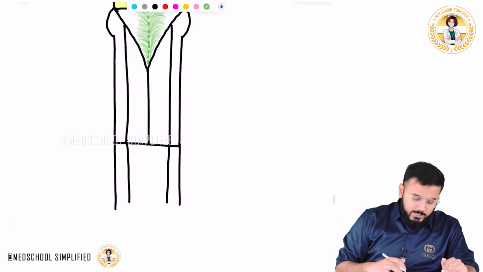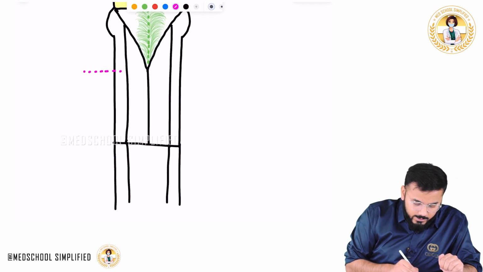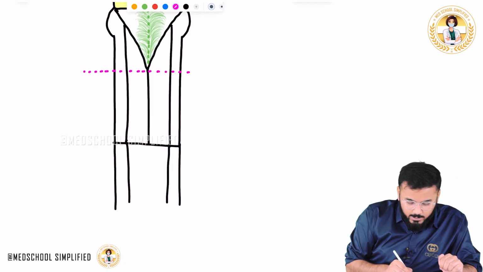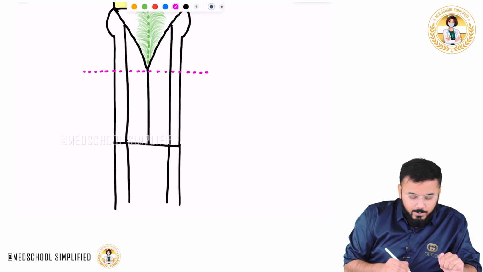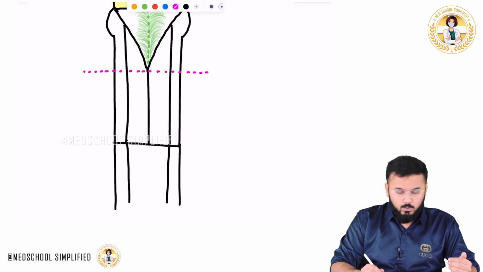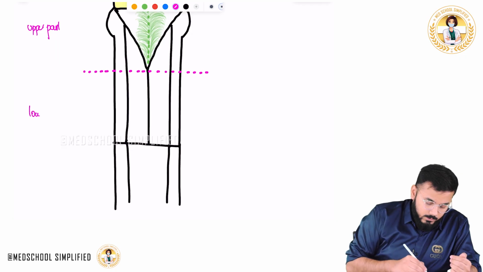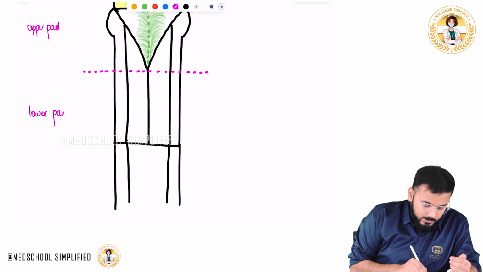So the next important thing is that, as I've already told you, you can divide this spinal medulla oblongata into two parts. The upper part, above this pink line over here, is called an open part, the upper open part. Let me write it down. This is the upper part and this is called the lower part.